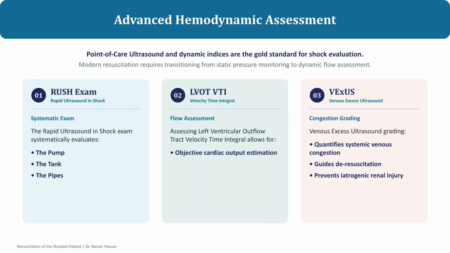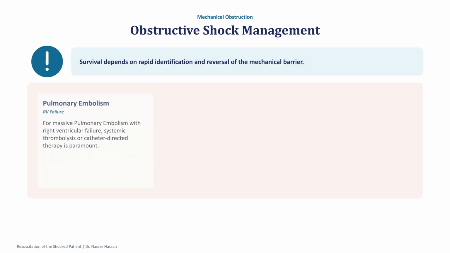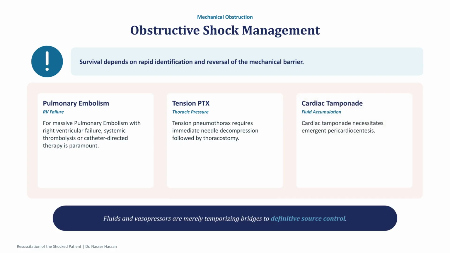Tools like the RUSH exam, LVOT-VTI for output estimation, and VEXUS for congestion grading represent the gold standard for guiding our resuscitative efforts. In obstructive shock, survival depends on the rapid reversal of the mechanical barrier, whether it is a pulmonary embolism, tension pneumothorax, or cardiac tamponade. Fluids and pressors here are merely bridges to definitive surgical or procedural control.